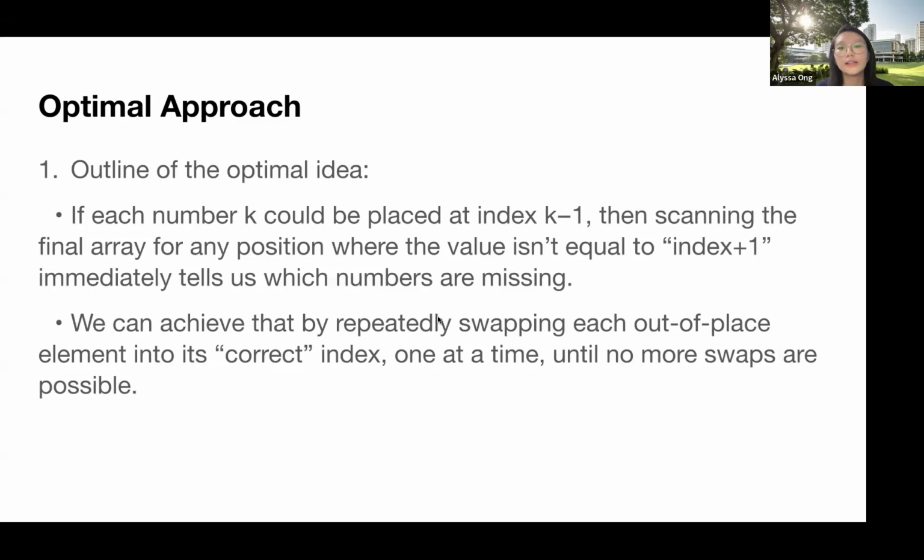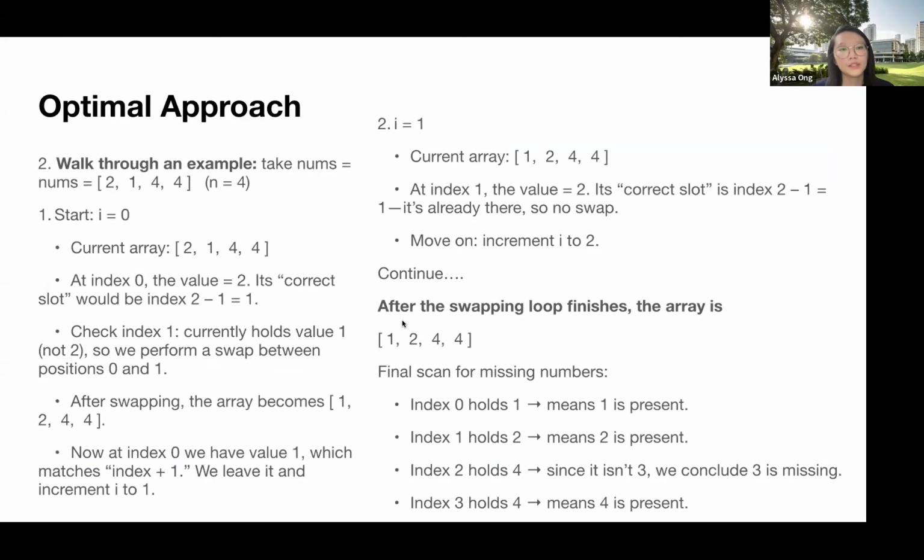So again, you will outline your optimal idea. Each number k could be placed at index k minus 1, and then scanning the final array for any position where the value isn't equal to index plus 1 immediately tells us which numbers are missing. We can achieve that by repeatedly swapping each out-of-place element into its correct index one at a time until no more swaps are possible. Afterwards, you can walk through an example.